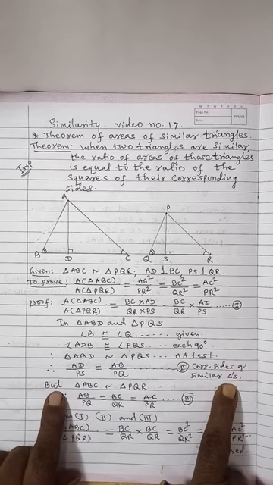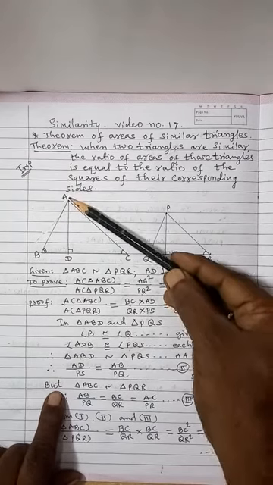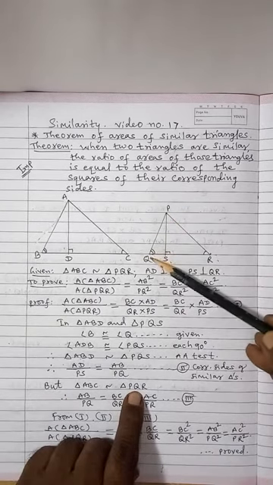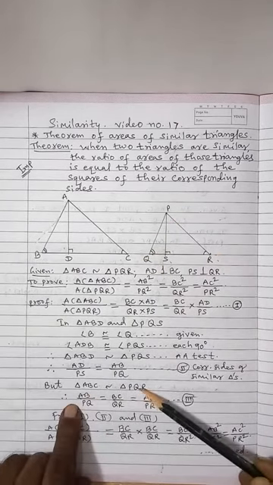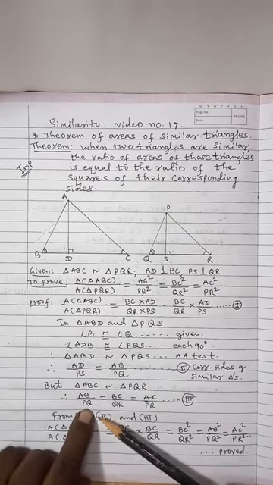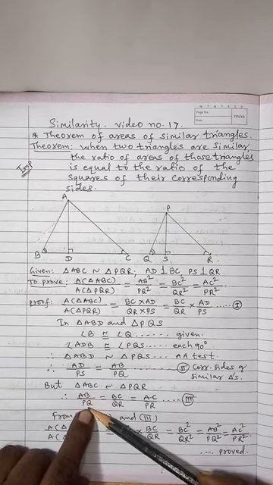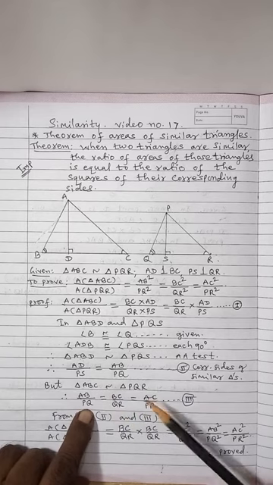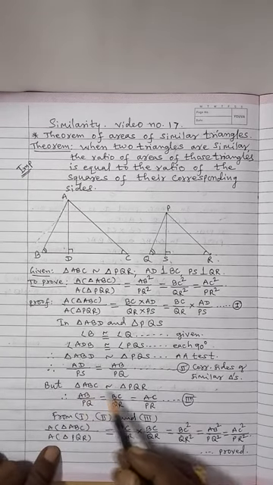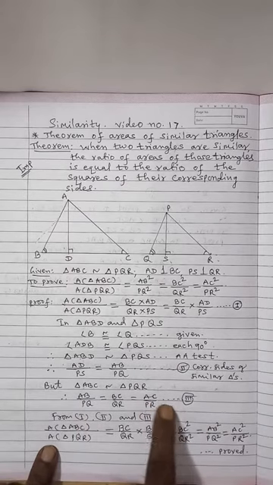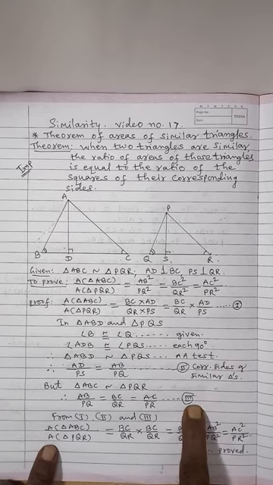Now, we are given that triangle ABC is similar to triangle PQR. These two triangles are similar, so corresponding sides are in proportion. So AB upon PQ is equal to BC upon QR is equal to AC upon PR. Reason: corresponding sides are in proportion. Result number 3.